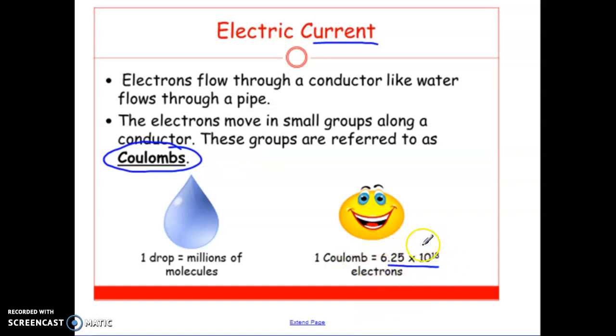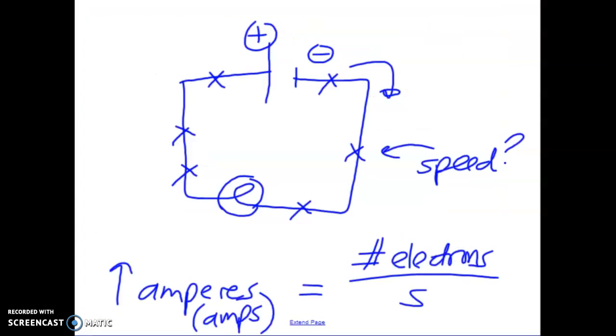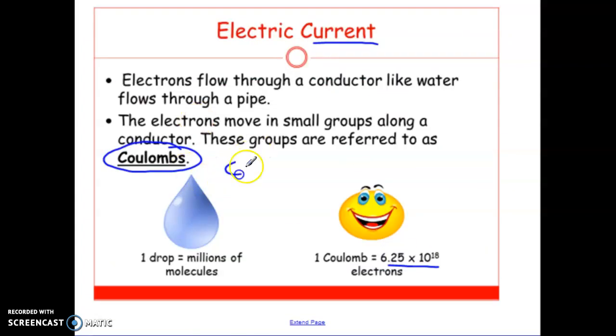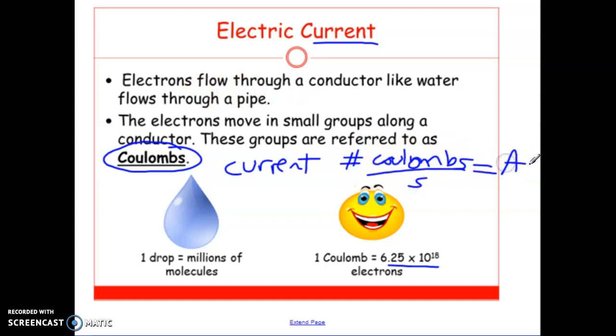Okay, so this is a lot of electrons in one tiny packet. So the current, before we get to that, current is actually looking at the number of coulombs per second. That's actually what an amp is equal to. So 5 amps versus 3 amps.